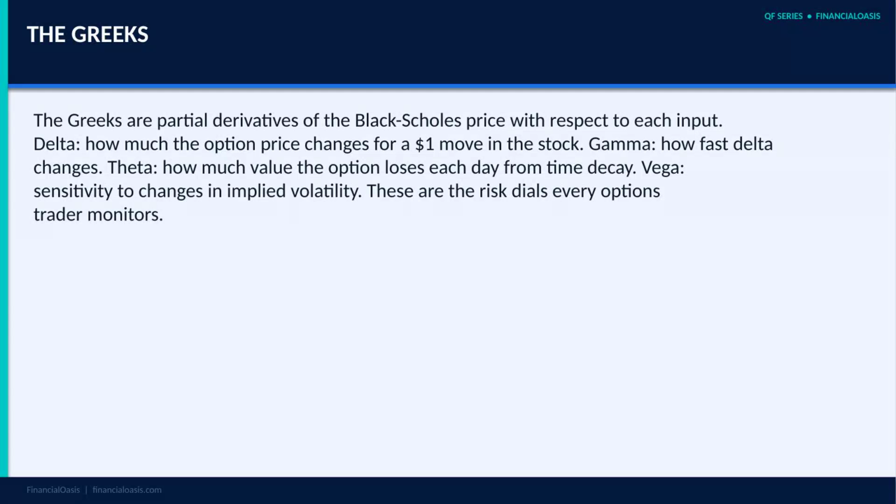The Greeks are partial derivatives of the Black-Scholes price with respect to each input. Delta, how much the option price changes for a $1 move in the stock. Gamma, how fast delta changes. Theta, how much value the option loses each day from time decay. Vega, sensitivity to changes in implied volatility. These are the risk dials every options trader monitors.